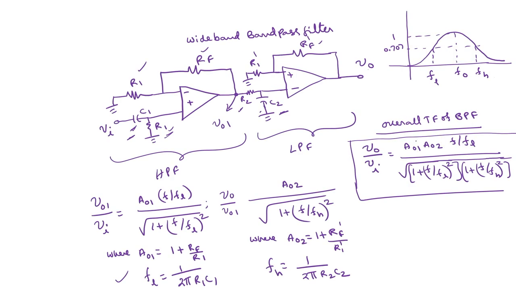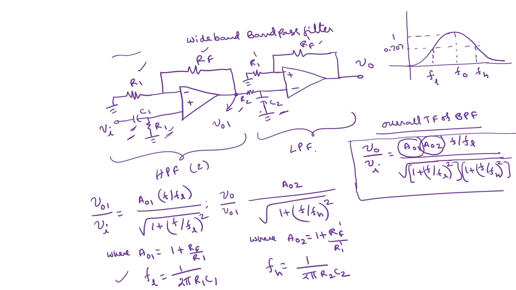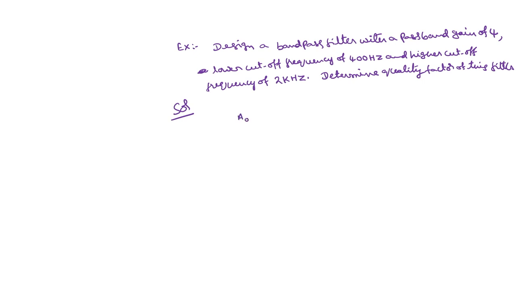So in this we have A01 some gain, A02 some gain. It's up to you, can distribute equally or 1 and 4, it's up to you. But here I want to distribute this gain equally. Gain of 2 in the low pass filter, gain of 2 in the high pass filter. So A01 into A02 should be 4.